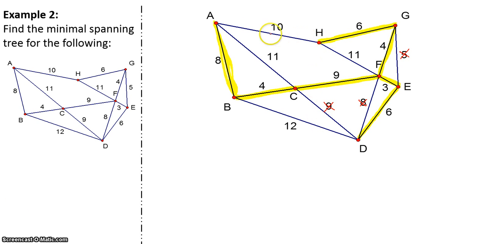10, nope, I would not do this 10 because it would make a big circuit here if I did that one. This 11, nope, because I would make a circuit here. And this 11, nope, because it would make a circuit here. And this 12, nope, because it would make this big circuit here.